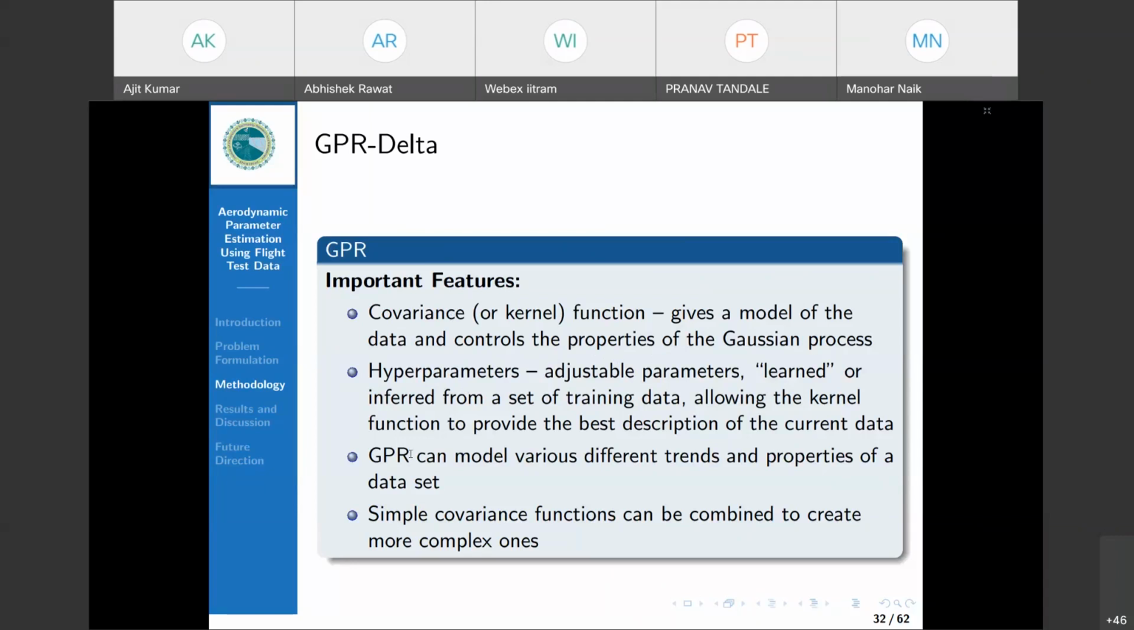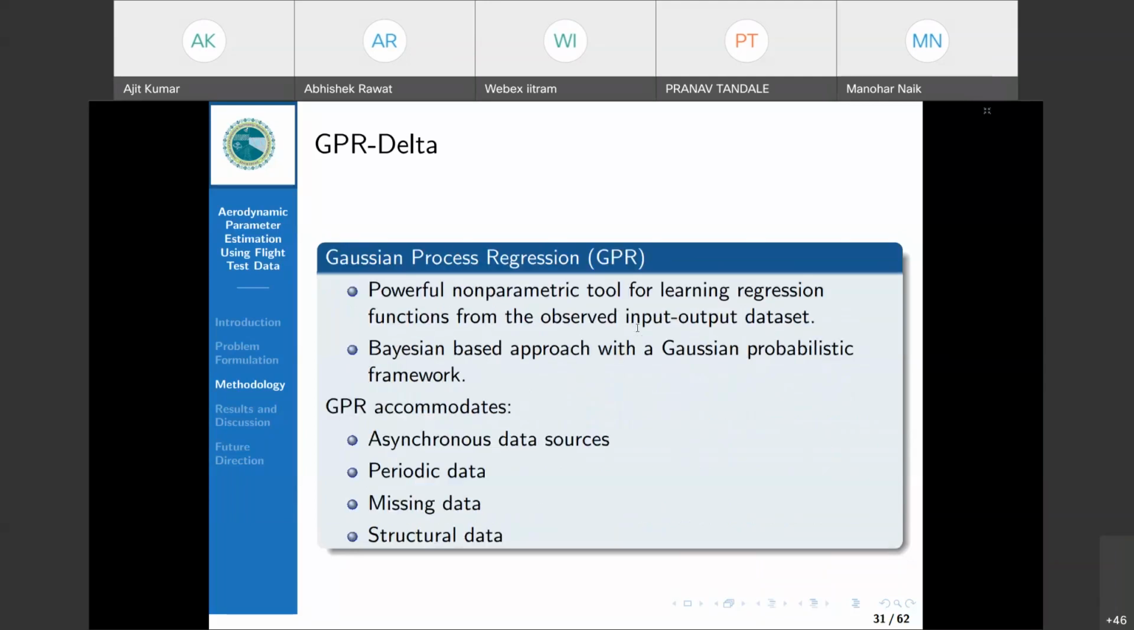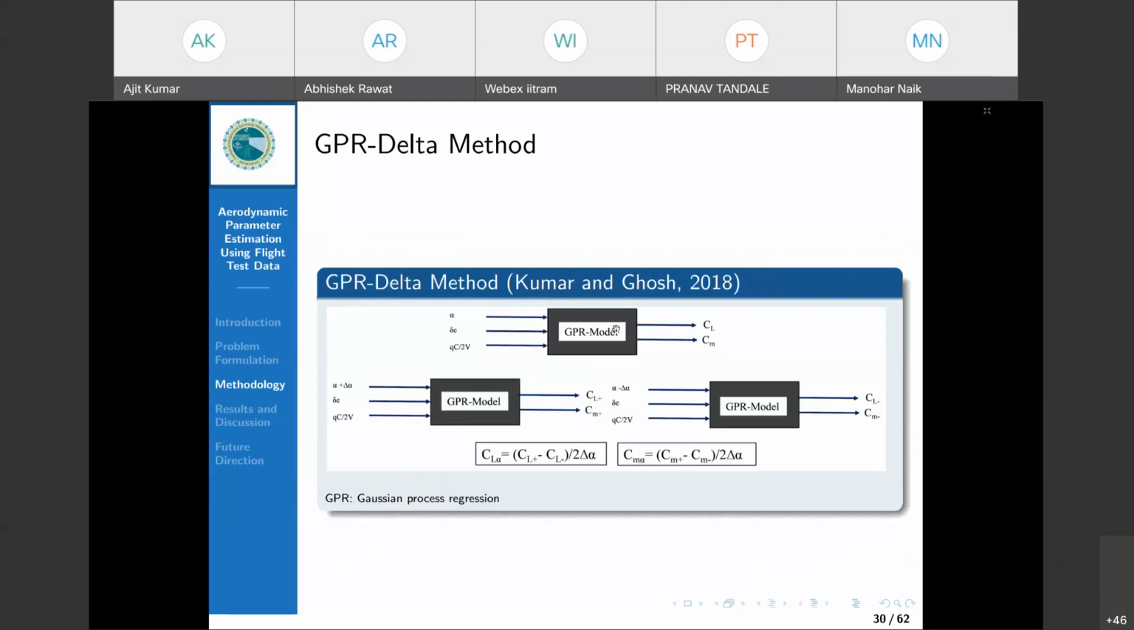GPR model can model various different traits and properties of a data set. And simple covariance functions can be combined to create a more complex one. So you can also take a multiple combination of covariance functions to derive a GPR function. So these were the understanding of GPR. Under this understanding, we will apply the philosophy of the delta method. As I said, if your black box is now a GPR model, then again you perturb the system in both the directions and you will get CL alpha, CM alpha, similarly CM delta E and CL delta E, etc.